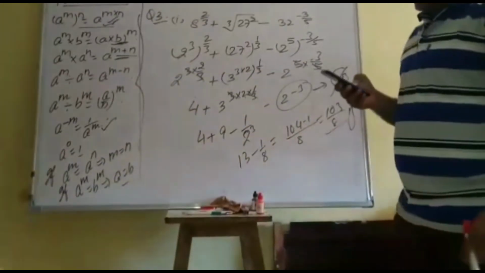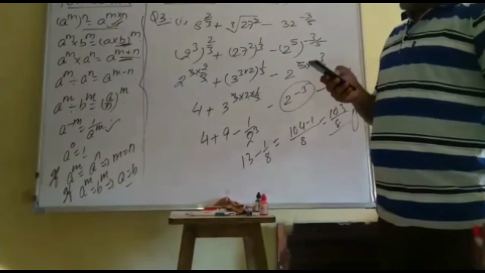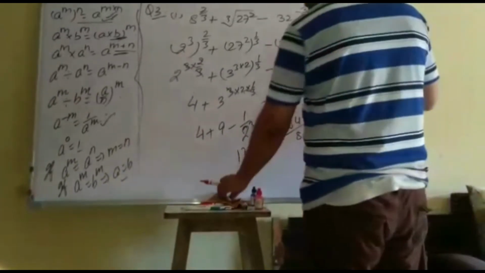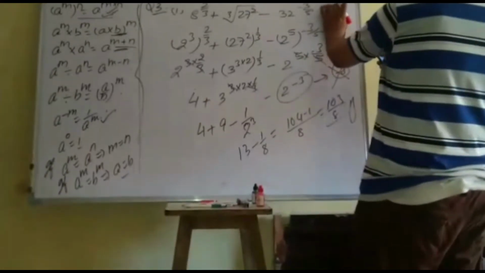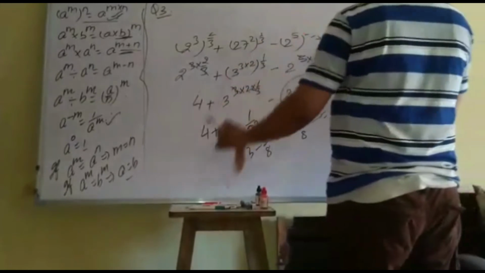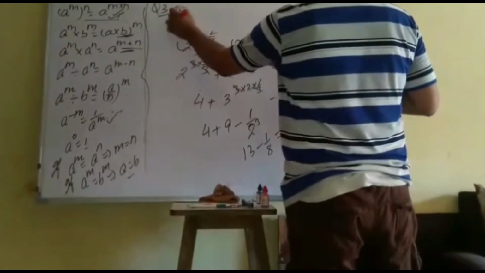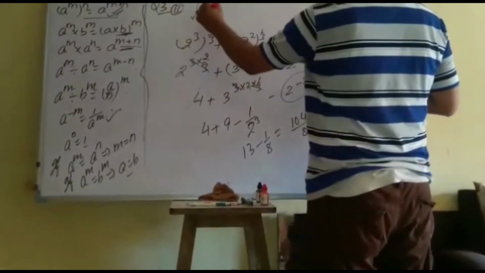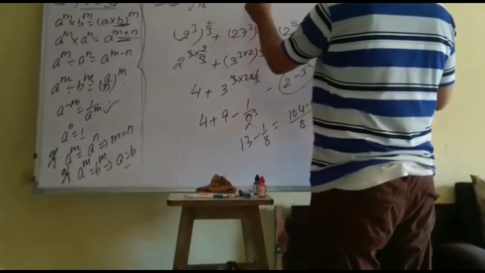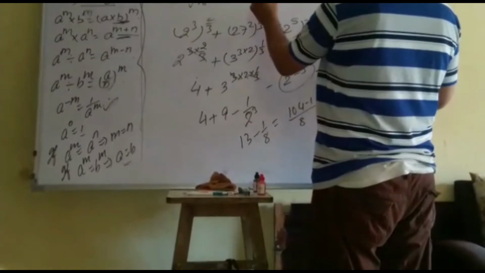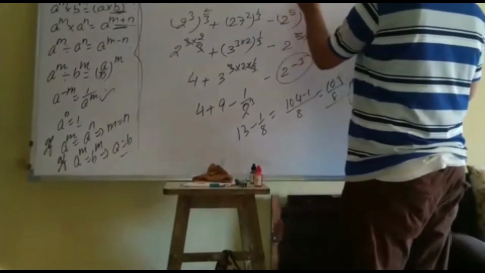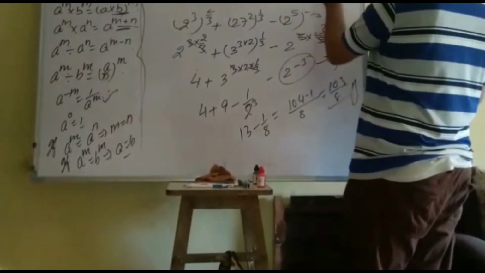Answer. Clear? So these are simple questions. Like the second part of this question. Again I am going to solve a few questions, then the rest you have to try. Okay? So second question. Under root 9 by 16 plus 0.008 raised to power minus 2 by 3 minus 7 by 10 raised to power 0.